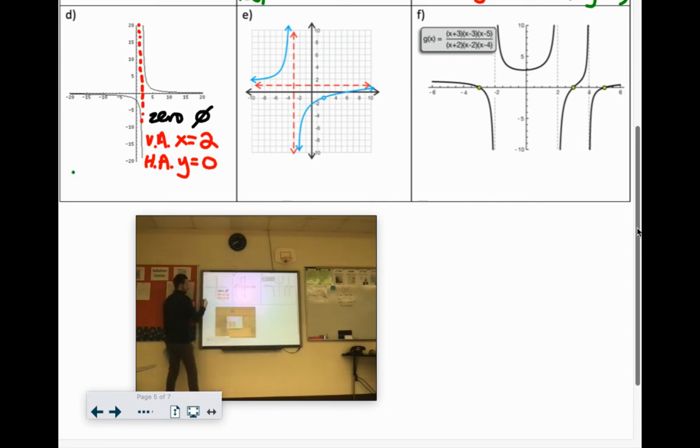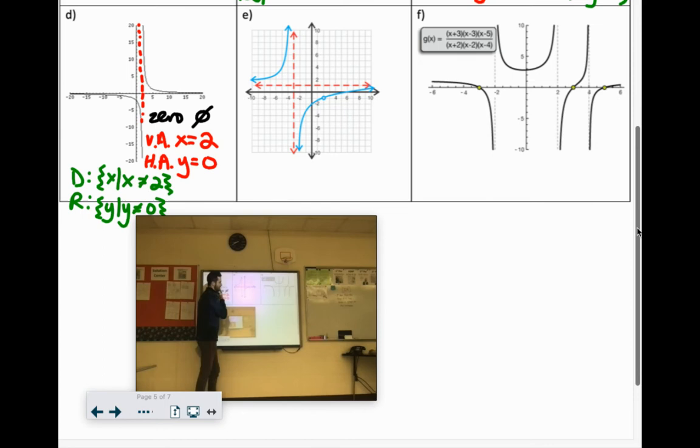So domain, x such that x is not equal to 2. Range, y such that y is not equal to 0. All right, here we go. We're almost done.